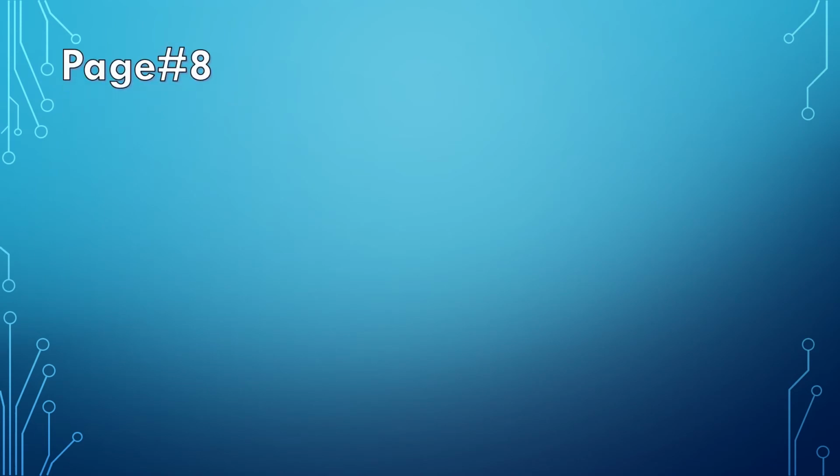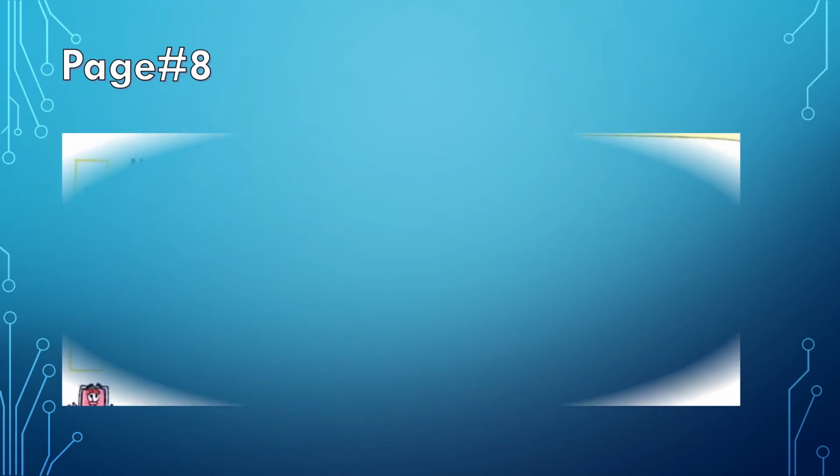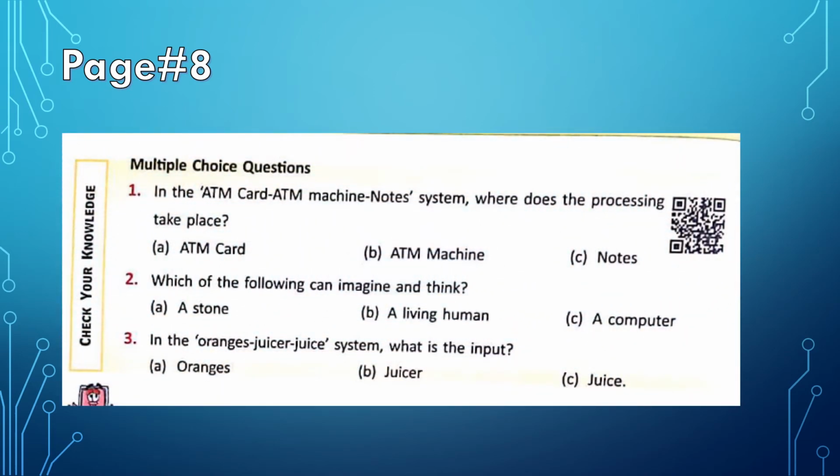Now students, open page number 8. This page contains multiple choice questions. Here 3 statements are given to you and 3 options are given to you, and we have to choose the correct one. Okay ji. Our first statement is, in the ATM card, ATM machine system, where does the processing take place? So the processing takes place in the ATM machine. So mark ATM machine. Our second question is, which of the following can imagine and think?